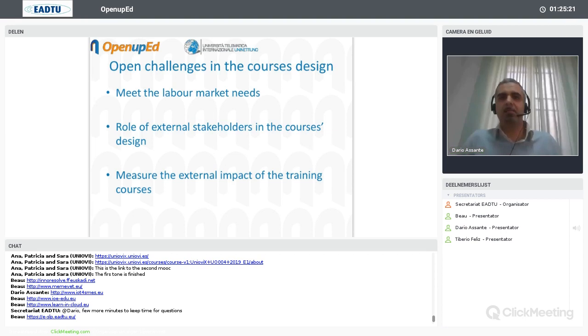And the last but a really important open issue is how to measure the external impact of the training courses on the labor market.